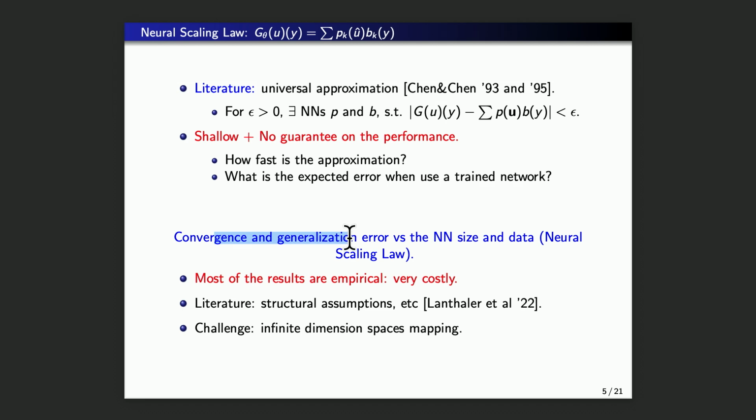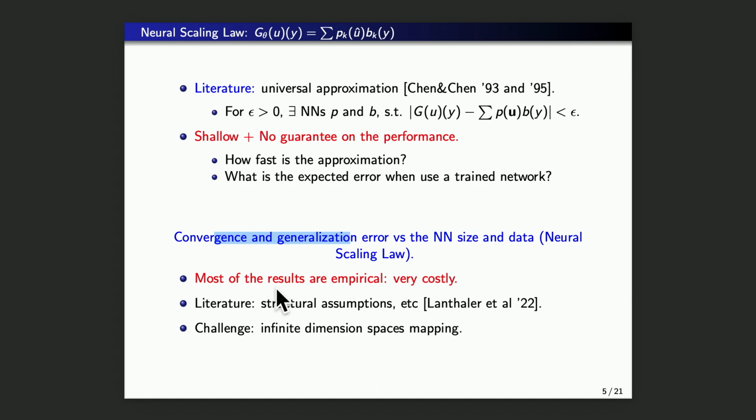That basically means, for example, if we want to know the convergence, we just need to repeat the numerical experiment many, many times. Every time we make the neural network a little bit bigger, then we train the neural network, find the error, and then fit a curve. So definitely this is very costly.